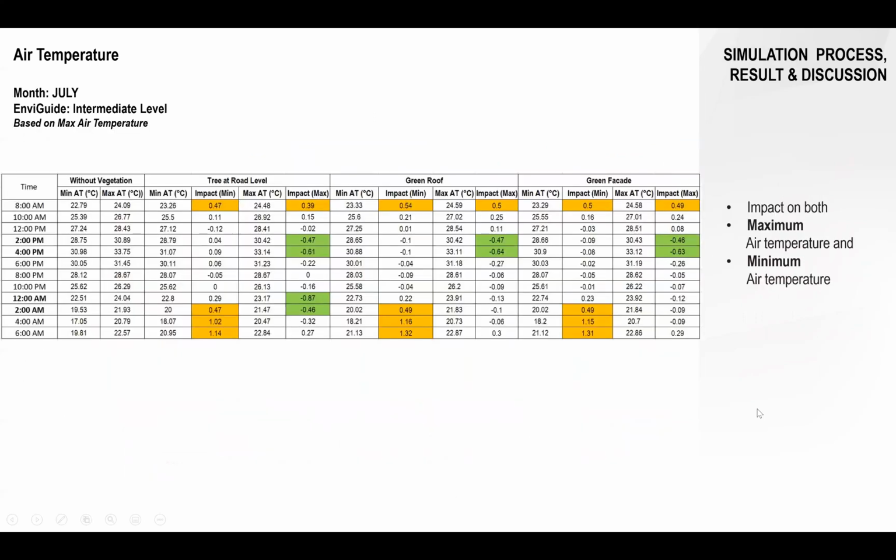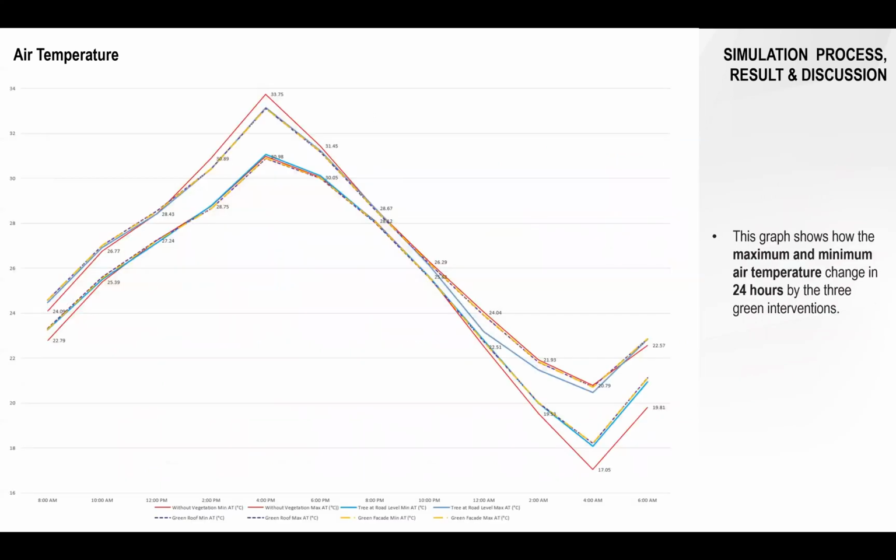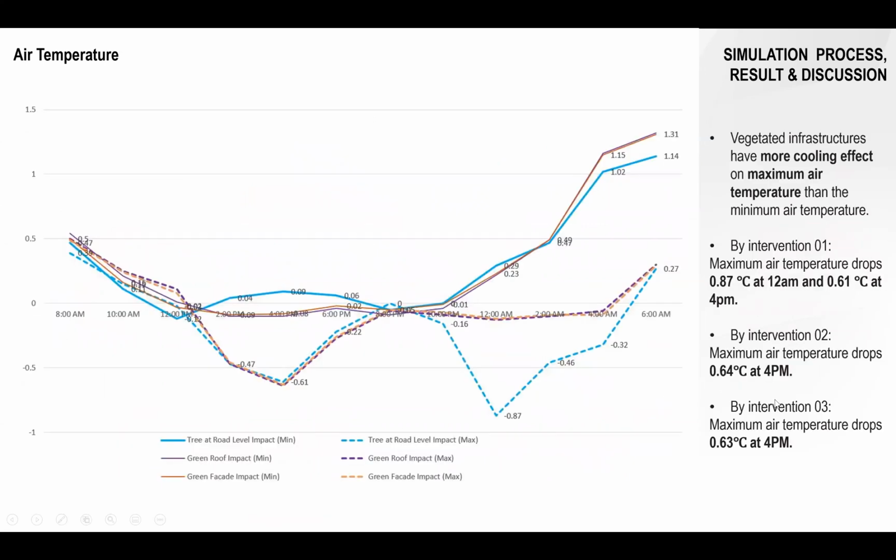And then the impact on both maximum air temperature and minimum air temperature is simulated and recorded. And this is the pattern of how the maximum and minimum air temperature is changing in 24 hours. And here we can see these green interventions have more impact on the maximum air temperature than the minimum air temperature.